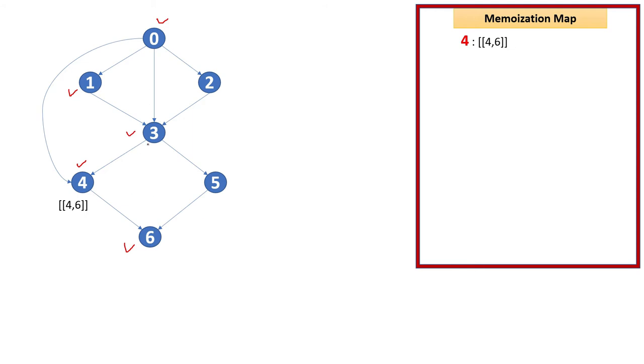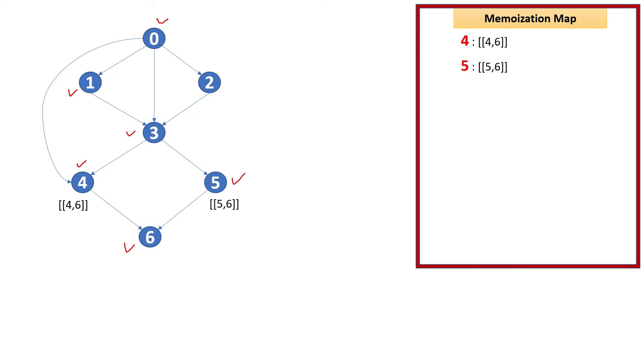Now we have to go back to 3. From 3, is there any adjacent node left to traverse? Yes, that is 5. So 5 we will visit. From 5, only one node we can visit, that is 6. And 6 is our target node. So we have visited 6. What we get from here is from 5 to 6 only one path is present, that is 5 comma 6. So we can store it here also.